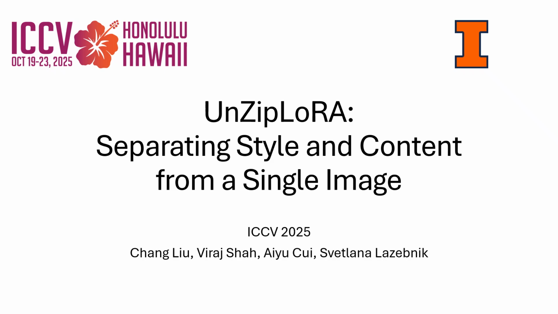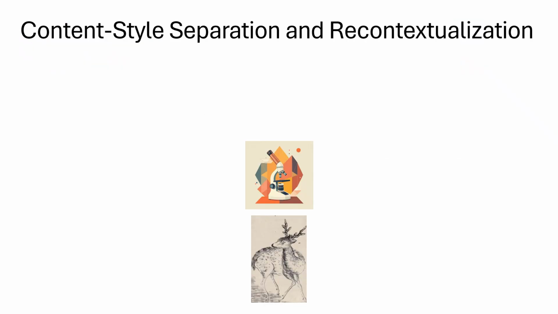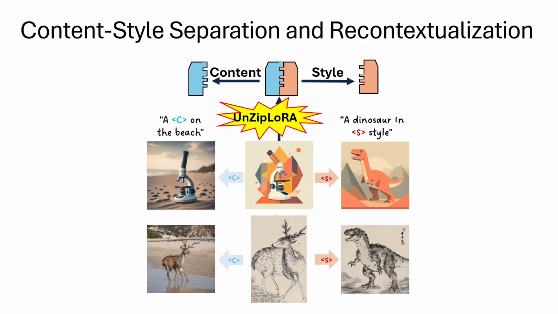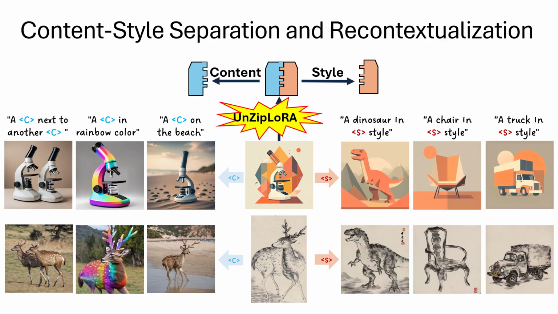I'm here to present our work on UnZipLoRA: separating style and content from a single image. The central challenge we want to address is concept decomposition from a single input image, which contains both a unique subject and a style. Our core goal is to decompose the input into its constituent content LoRA and style LoRA, which could be used for personalized generation. They can also be applied for complex recontextualization, meaning that these LoRAs could be used for generating completely new scenes controlled by prompt, while preserving the original concepts.